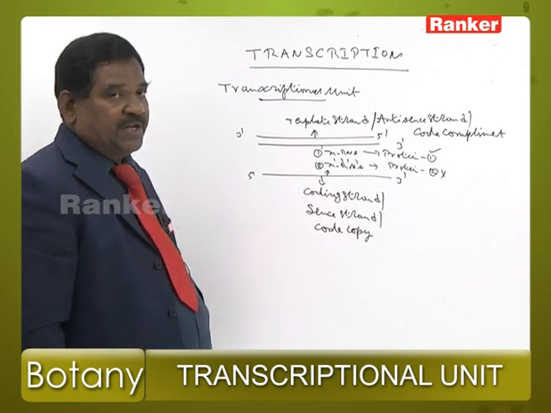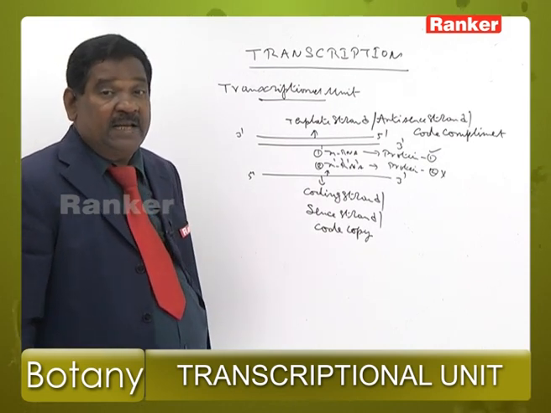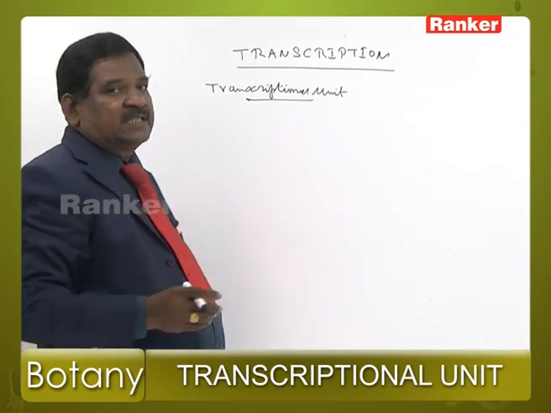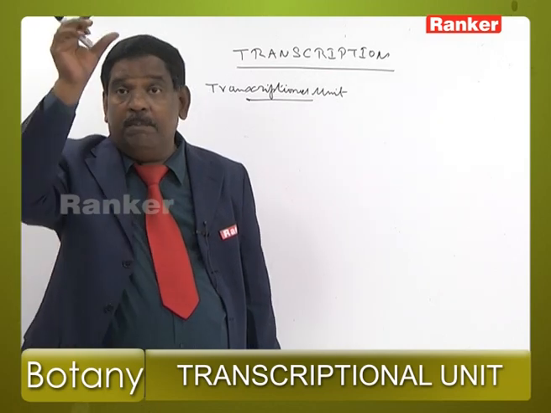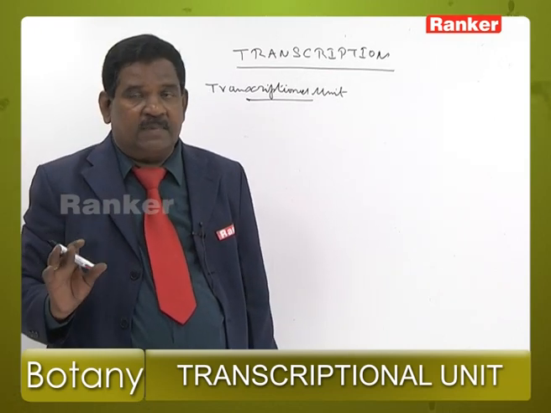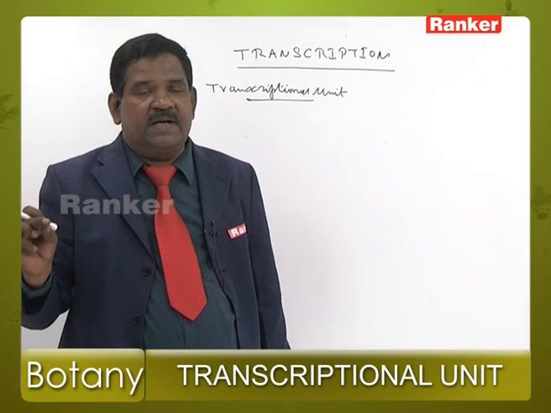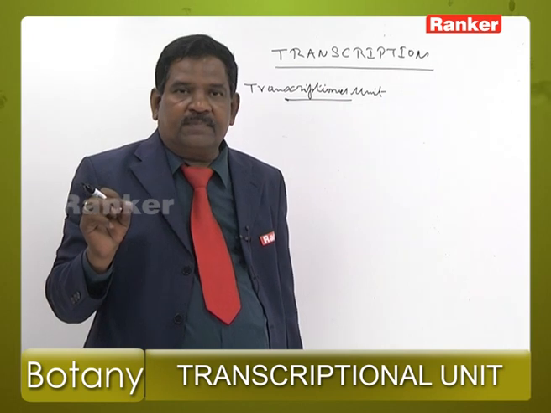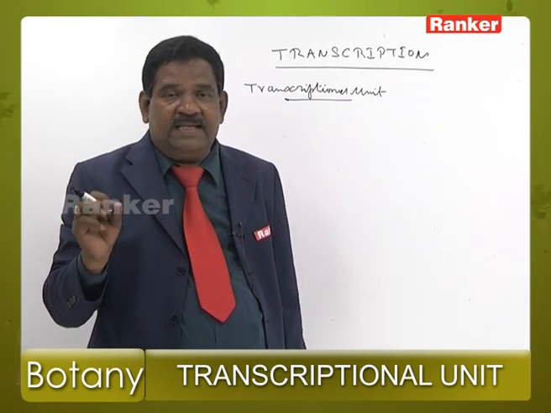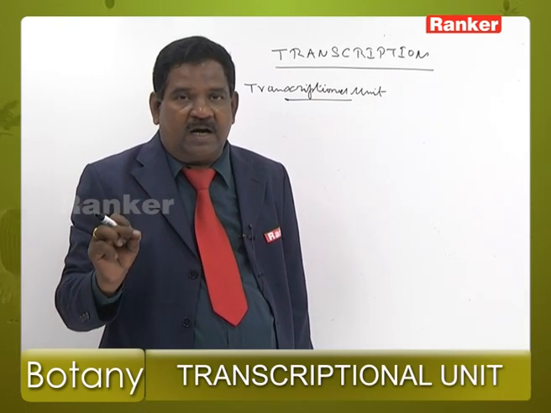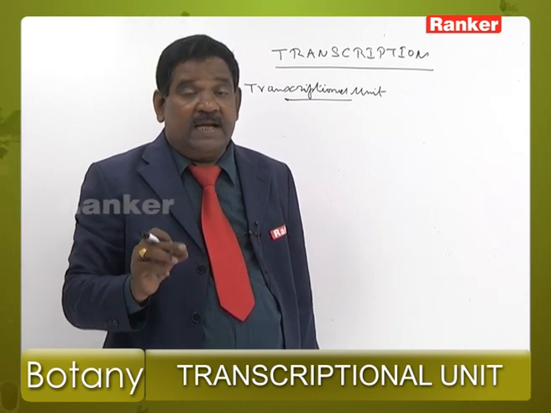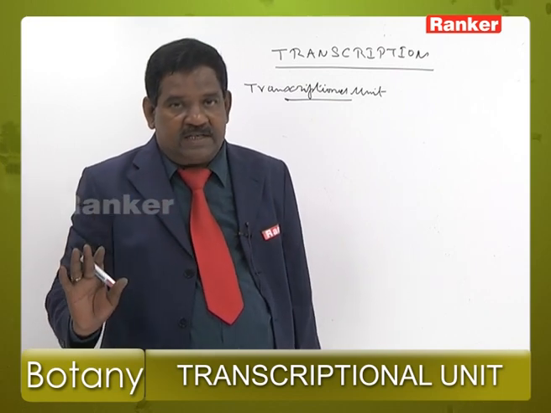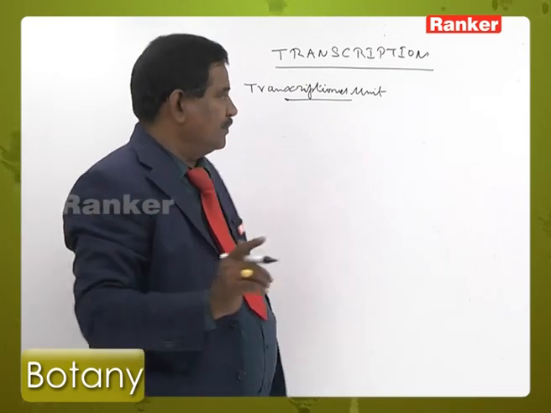Transcriptional unit: the segment of DNA involved in transcription is called the transcriptional unit. Complete DNA is not involved in transcription. Only a part of DNA that produces the RNA is involved. The segment of DNA involved in transcription is called the transcriptional unit. A transcriptional unit consists of three parts: promoter, structural gene, and terminator.